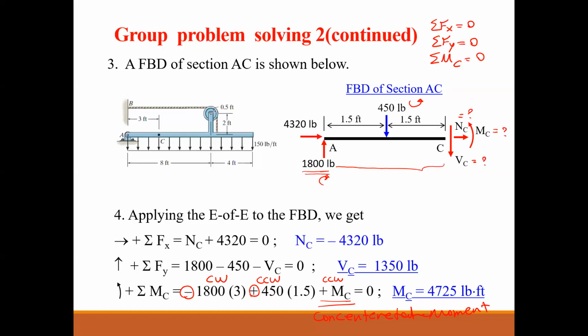For the next quiz, you need to find internal forces in a beam. So make sure you study this chapter very well because it's the most important topic in statics that you will need a lot in future courses.